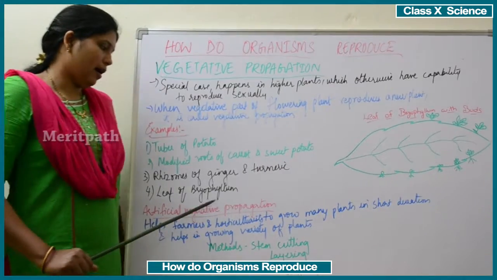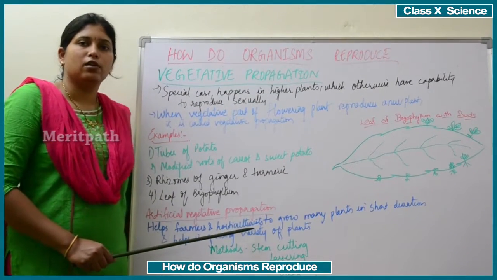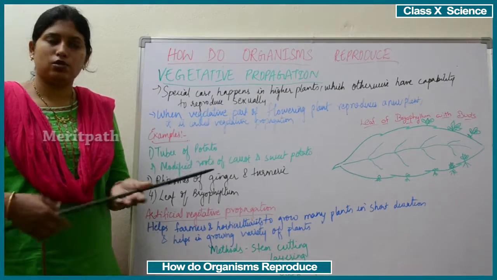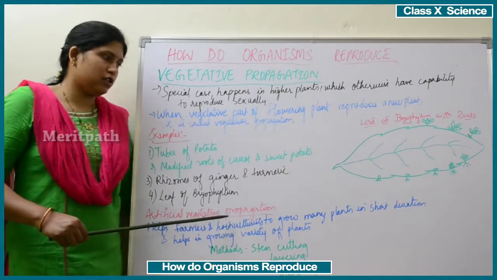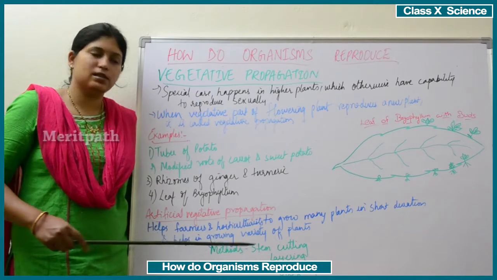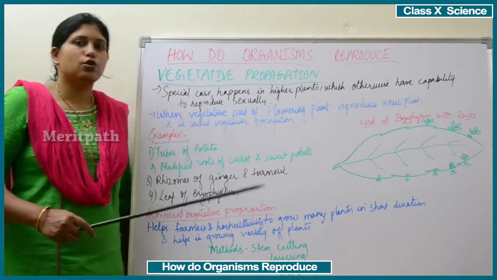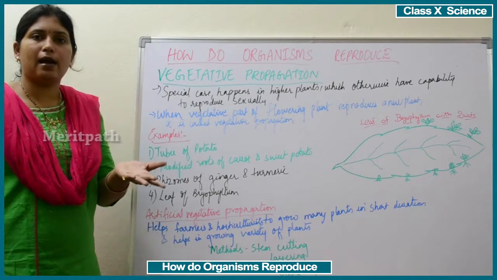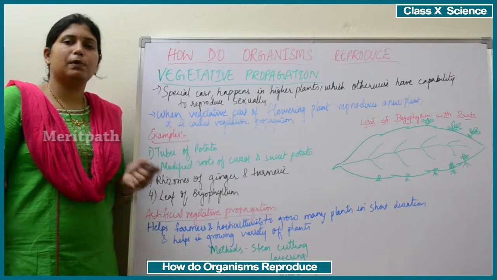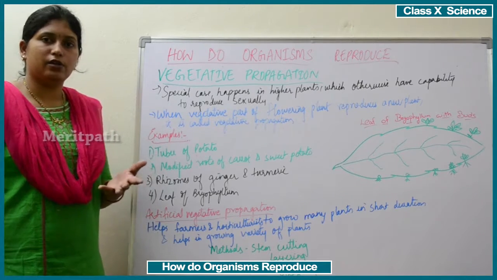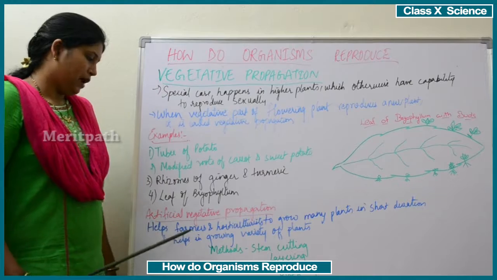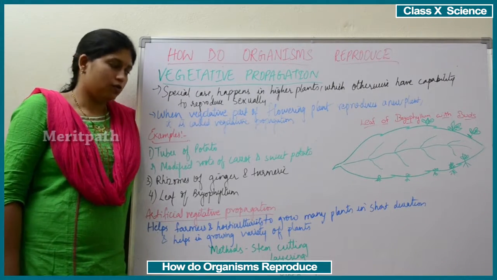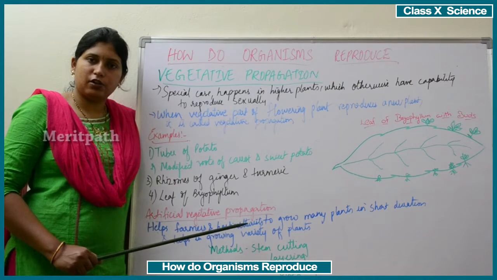Then there is something called artificial vegetative propagation. So human beings artificially do the vegetative propagation of plants. This type of vegetative propagation helps farmers and horticulturists to grow many new plants in a small duration. In a short time many plants will be grown, thereby these people will get profits and a good amount of money. And this helps in growing many varieties of plants also, right? So what are the methods of artificial vegetative propagation?